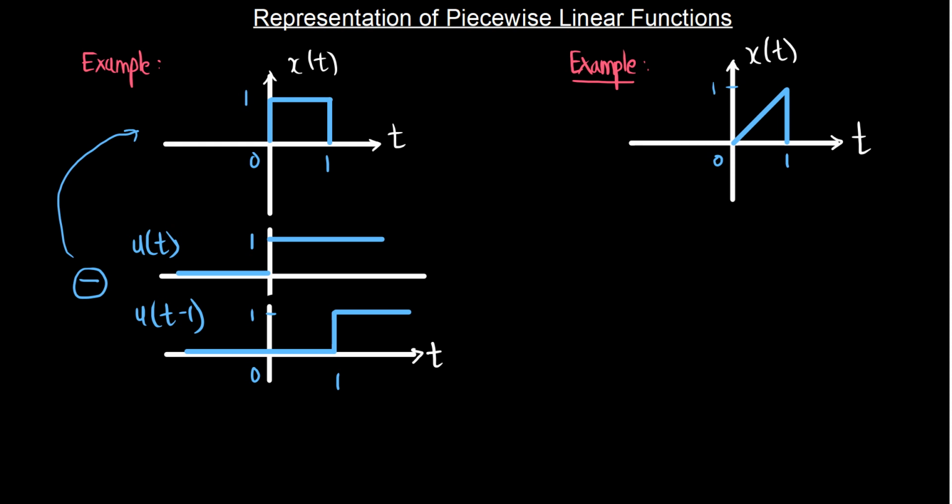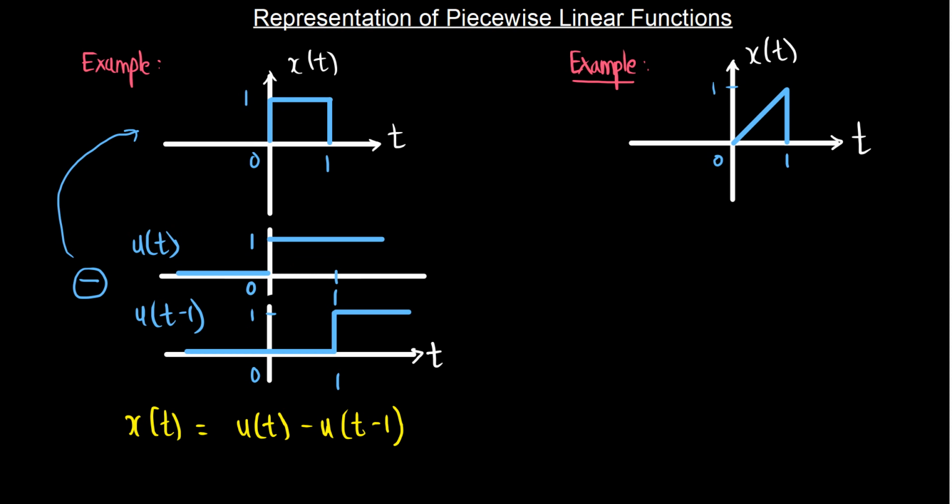So we can represent this x of t as u of t minus u of t minus 1. So you may see that here from 0 to 1, this signal is 1. You can see that, and till that point it is 0 for u of t minus 1, and if we simply subtract these two, we'll get the original signal. You can readily see that.